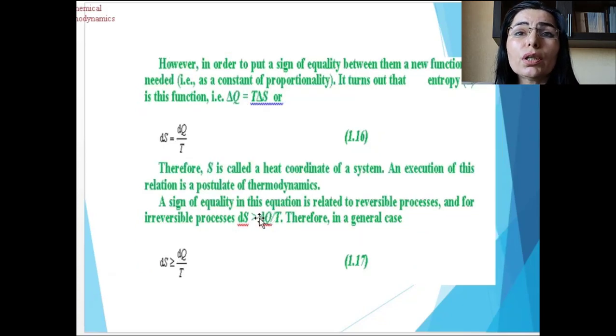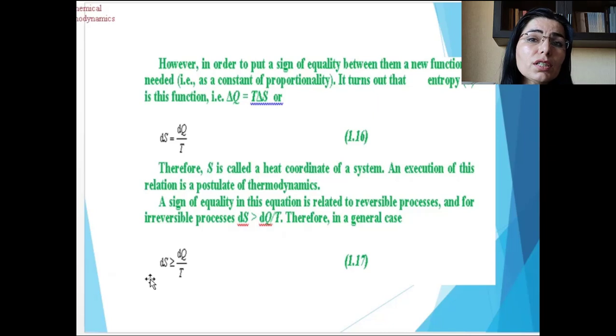However, in order to put a sign of equality between them, a new function is needed, i.e. a constant of proportionality. It turns out that entropy is this function, i.e. delta Q is equal to T delta S, or this equation. Therefore, S is called a heat coordinate of a system, and execution of this relation is a postulate of thermodynamics. A sign of equality in this equation is related to reversible processes, and for irreversible processes, dS is more than dQ divided by T. Therefore, in a general case, the equation takes this form.